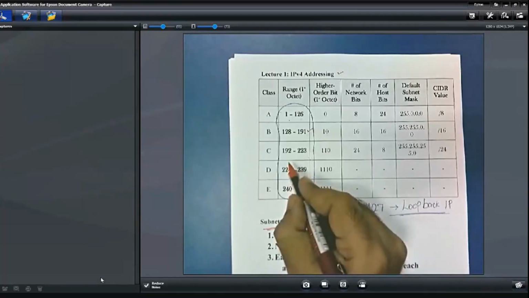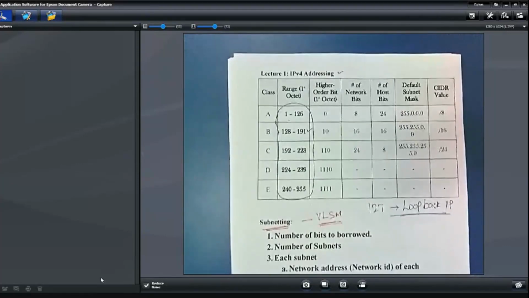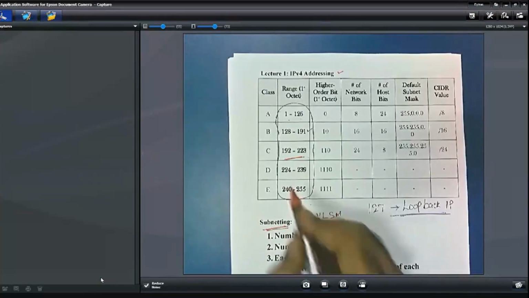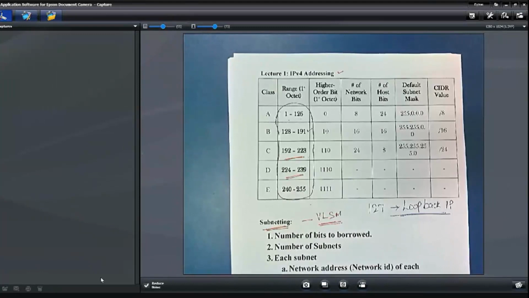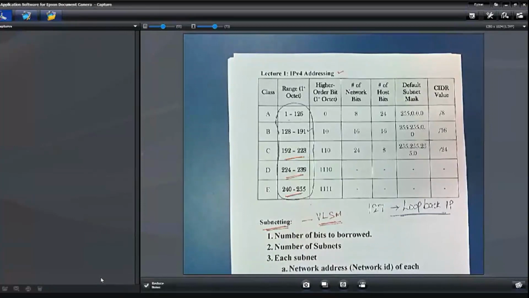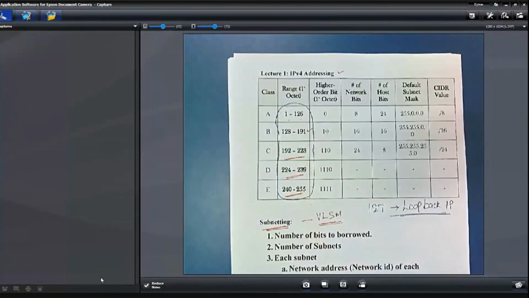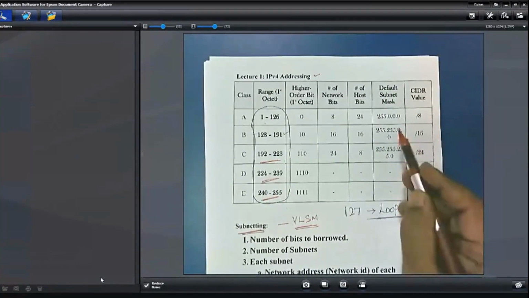Class C is 192 to 223. Class D is 224 to 239. Class E is 240 to 255. So everybody should remember these ranges of IP addresses. You must keep them in your mind. Then the next very important thing is the subnet mask, the default subnet mask.